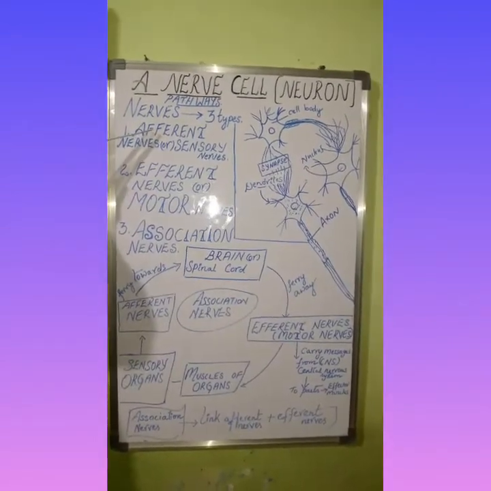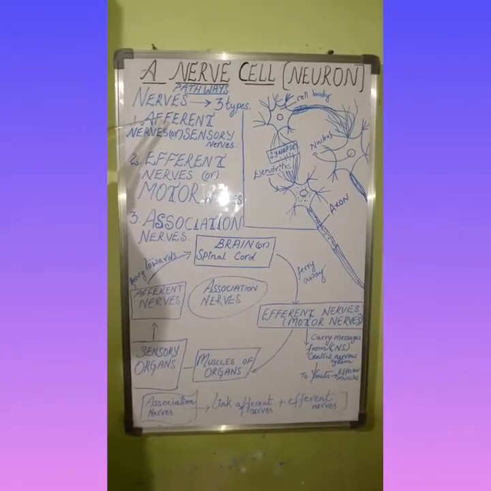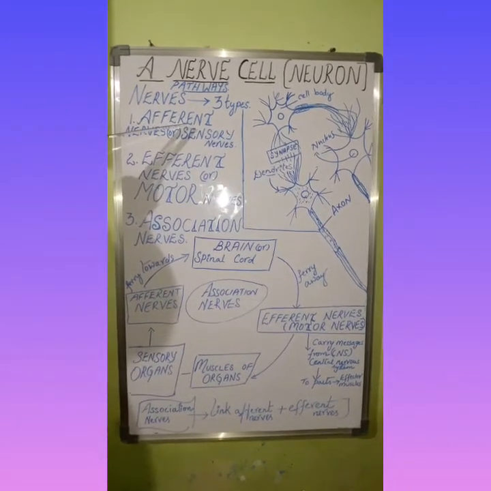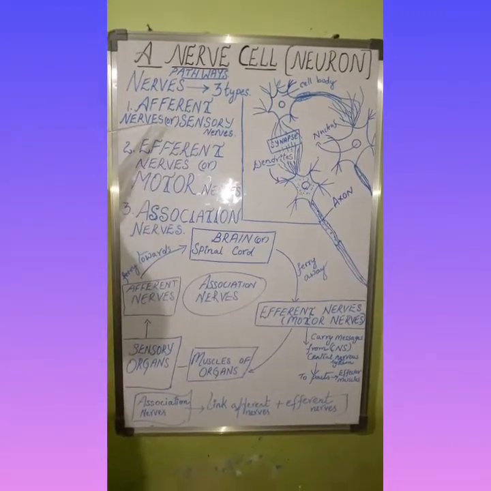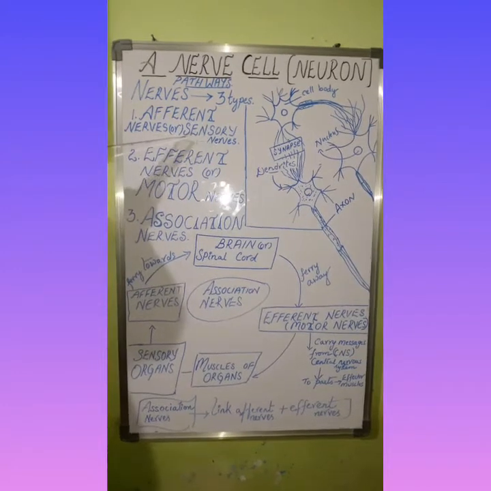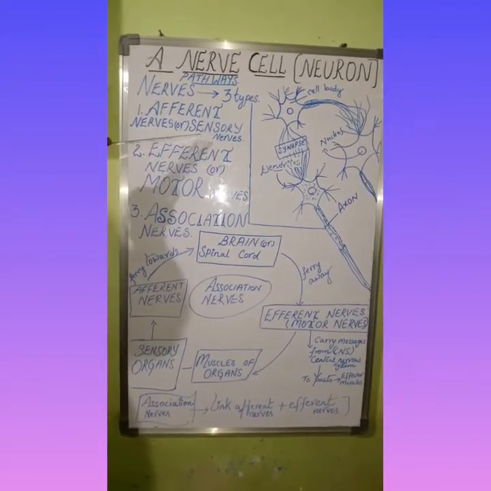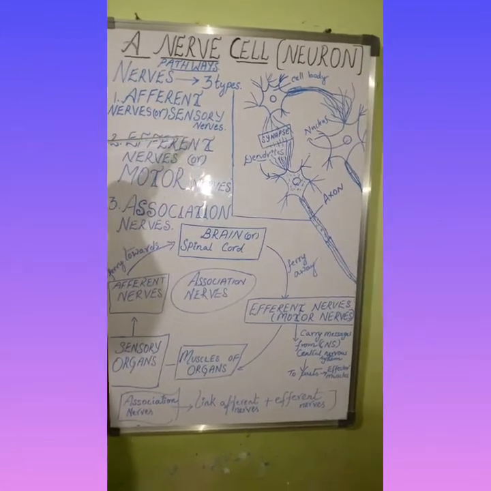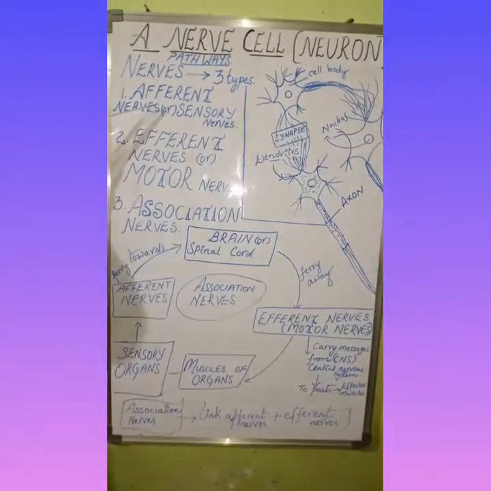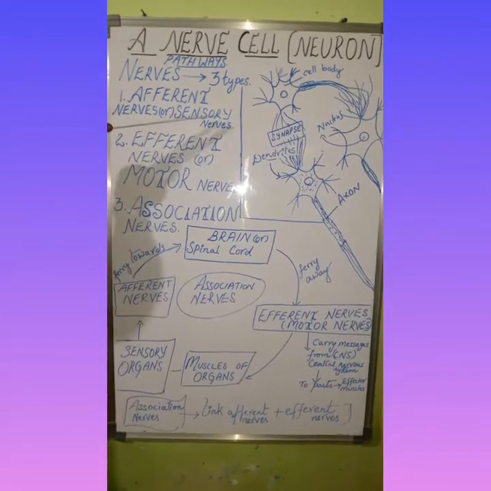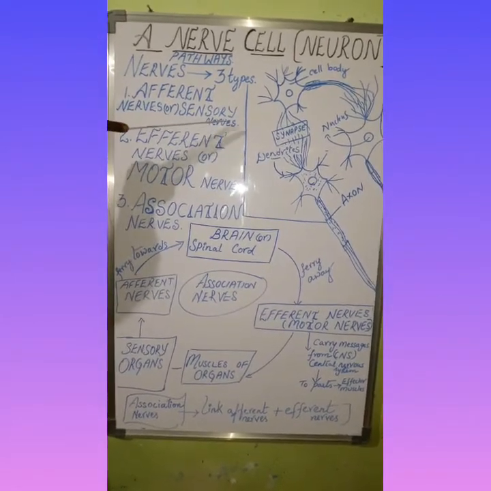Afferent nerves. These are the nerves which carry messages towards the central nervous system, that is, the spinal cord or brain, from nerve endings on the muscles and different sense organs. These afferent nerves are also called sensory nerves.